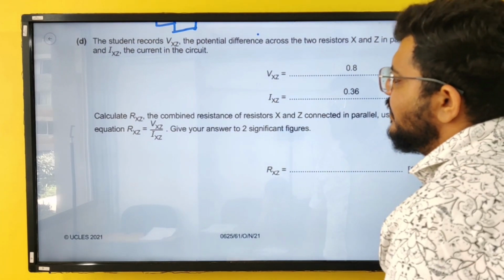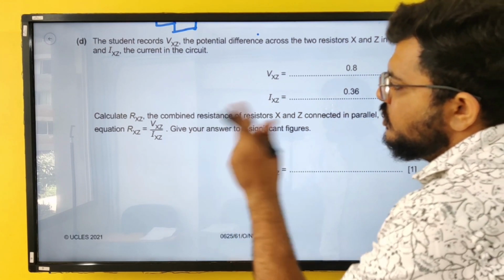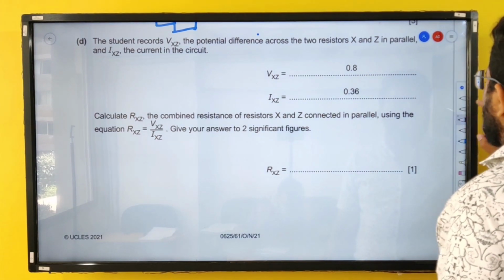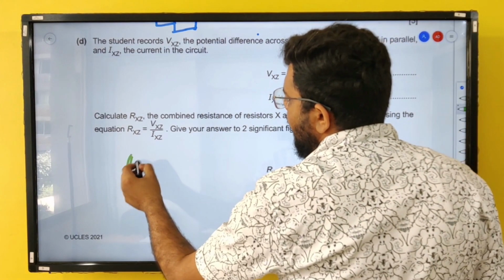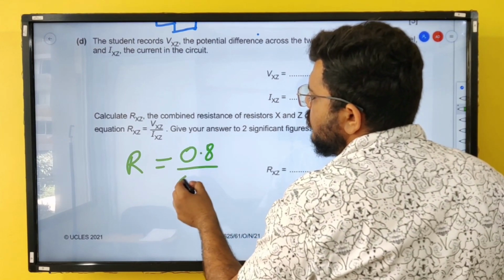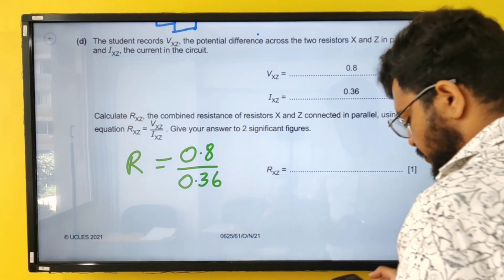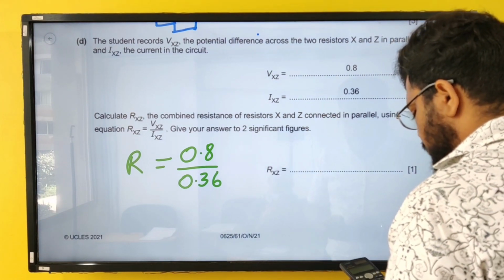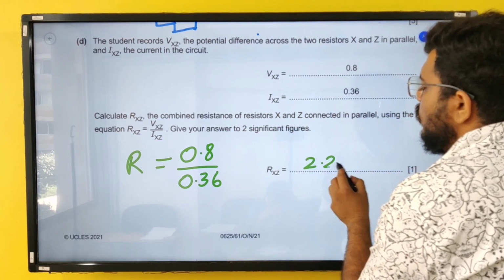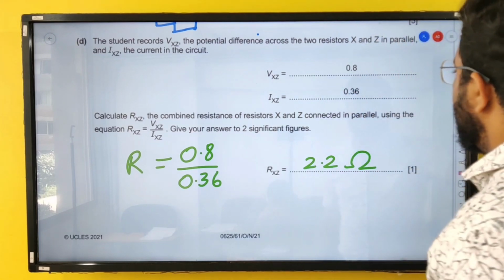Calculate Rxz, the combined resistance of the resistors connected in parallel, using R equals V by I. The values have already been given. So R should be equal to 0.8 upon 0.36, right? V by I. So 0.8 upon 0.36 should give you 2.2 ohm. The same significant figures must be carried.